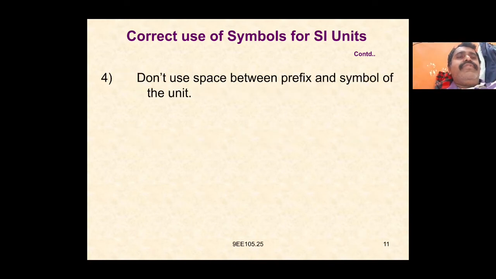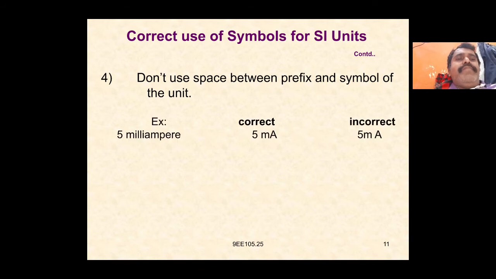Don't use space between prefix and symbol of the unit. For example, 5 milliamperes, 5 milliamps, is incorrect. 10 kilowatts, that is 10 kW.